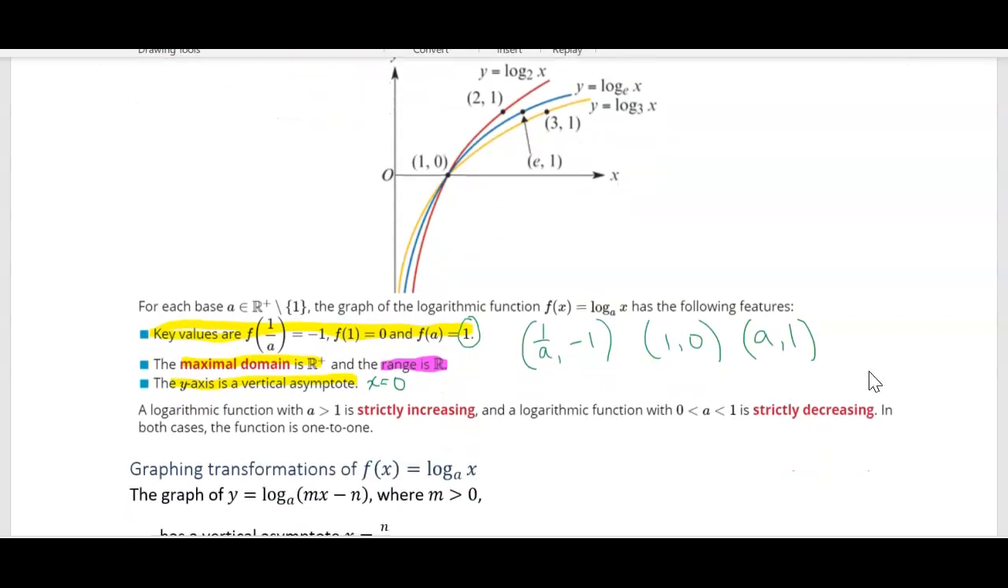With your base, if your base is greater than 1, then it's a strictly increasing log function. If a is between 0 and 1, then it's strictly decreasing. Strictly decreasing doesn't mean it's negative, it's just a decreasing function.